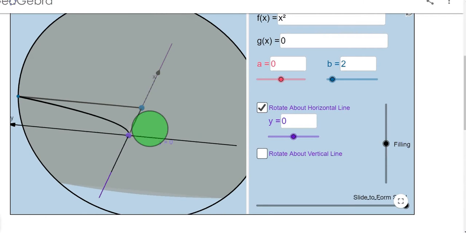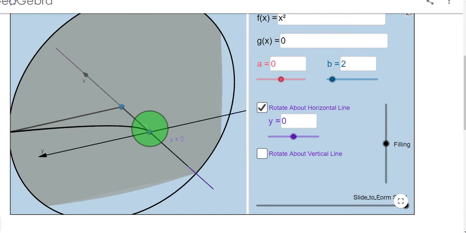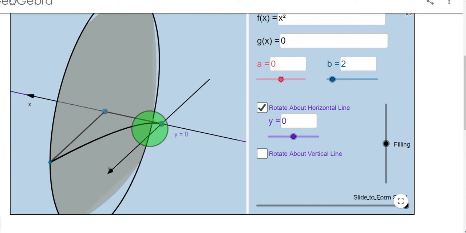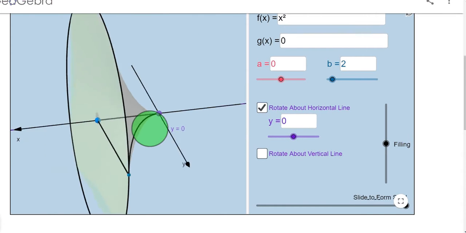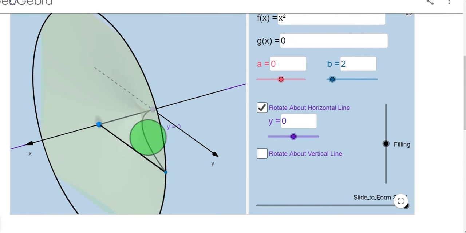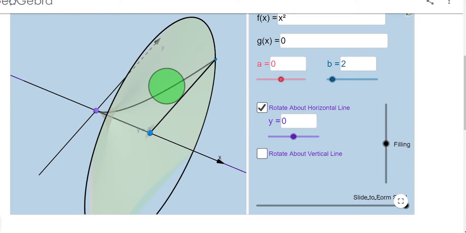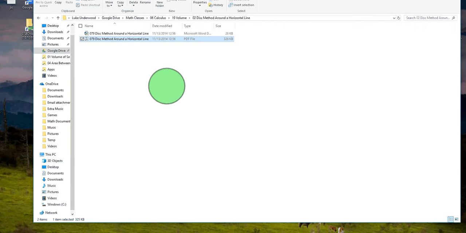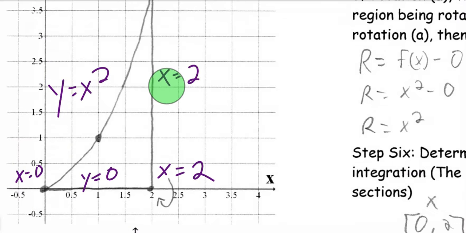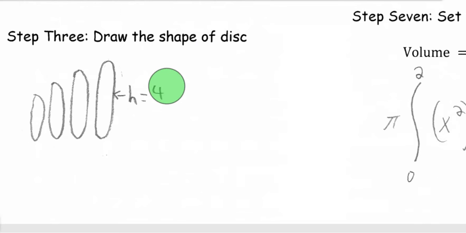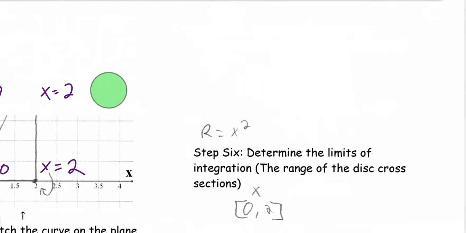cross-sectional volume, except that's why it's called the disk method. Each cross-section is guaranteed to be a disk, and you can see what each individual disk would look like just by drawing a line going from what you're rotating about to your curve. Later we'll look at the washer method and see how that differs from the disk method. Those disks are going to look like that, and they will form that three-dimensional shape.